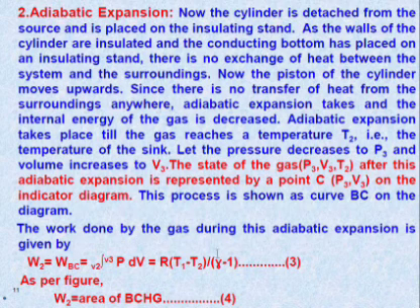The work done by the gas during this adiabatic expansion can be given as W2 equal to integral V2 to V3 PdV, that is equal to R into T1 minus T2 by gamma minus 1. This is equation number 3. As per the figure, W2 can be represented by area of BCHG.